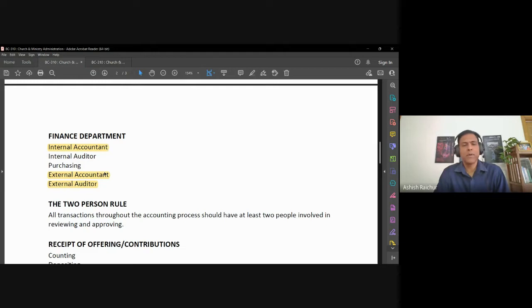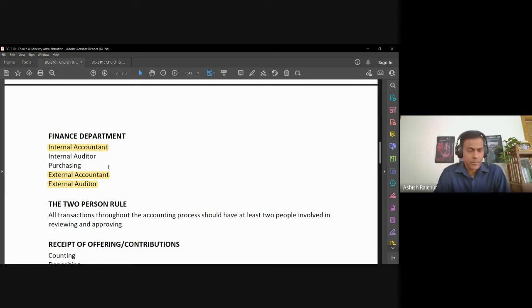Then on a monthly basis, this external accountant generates reports. Every 3 months, an audit happens. And then every year, an audit happens. And then there's another external independent auditor who will verify what this auditor has done. So all the things are checked.